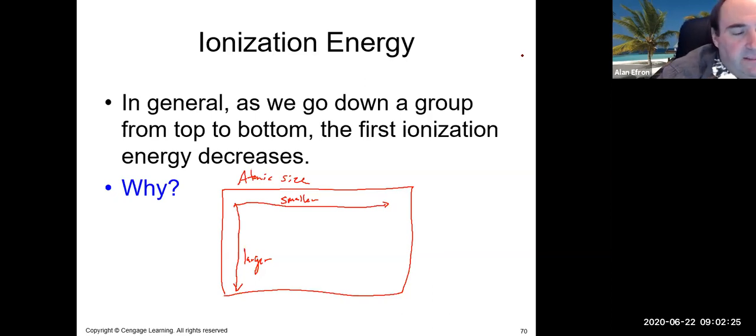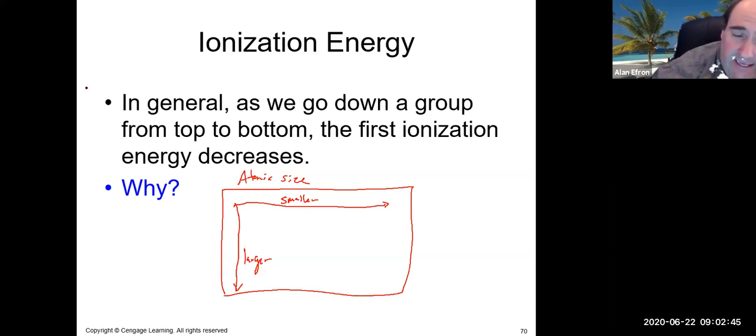So atomic size is really important, even though we're still dealing with sort of valence electrons, those outermost highest energy electrons. When we go up and right on the periodic table, even though they're furthest away from the nucleus, because the overall size is smaller, they're going to be held tighter and take more energy.